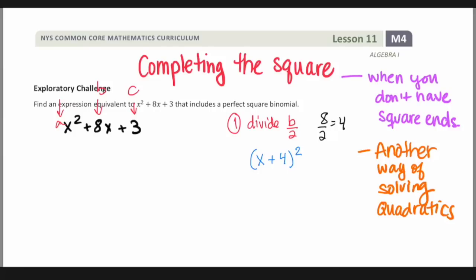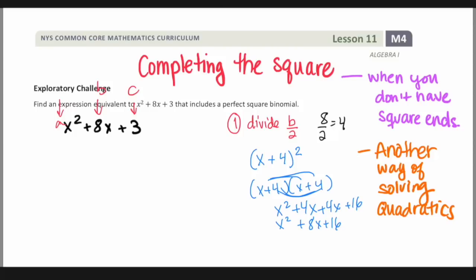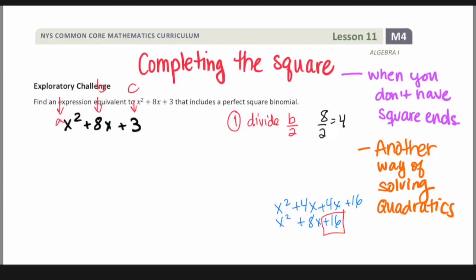I'm going to square it because I'm going to show you that if I were to stop right here and have x plus 4 squared, then I would actually need a 16 at that end. And I don't have a 16. I have a 3. So in order for me to be able to use this factored form, I'm going to need that to be a 16. So step 2 is squaring this quotient, squaring the 4. Whatever your answer was for number 1, you're going to square it. That's going to give you a 16 in this particular case.